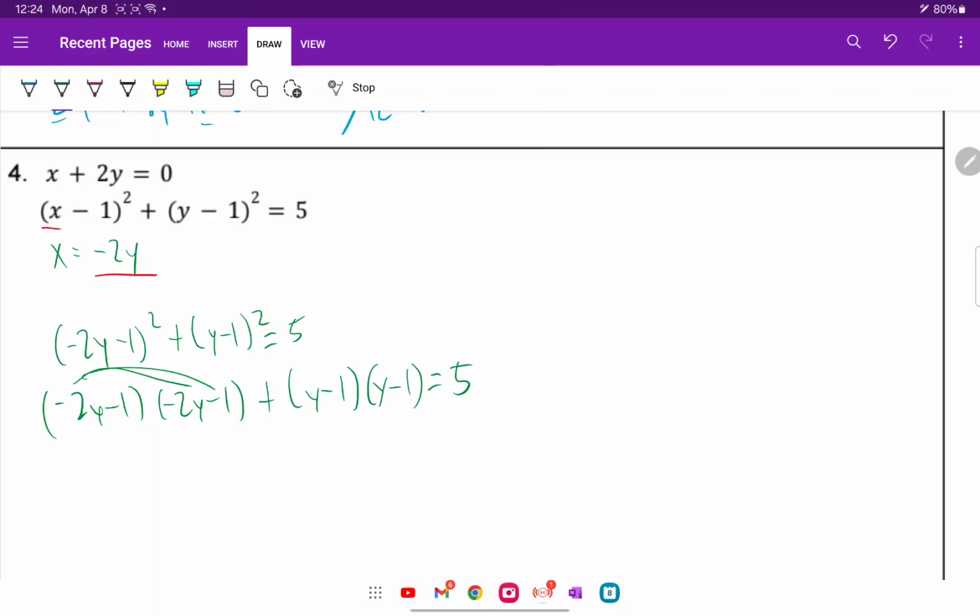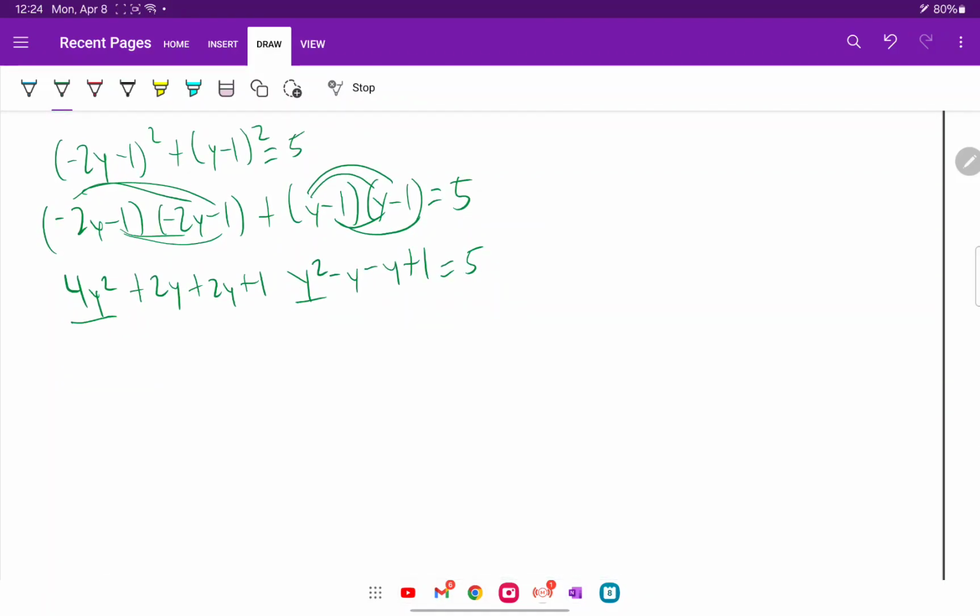All right, so negative 2y and negative y is 4y squared plus 2y. And then positive 2y plus 1. Then y squared minus y. Negative y plus 1 equal to 5. So we're going to combine our like terms. So 4y squared plus 1y squared is 5y squared. 2y plus 2y is 4y. Minus y minus y, so it would be 2y. And then 1 plus 1 is 2. And then we're going to subtract this 5 over, and once we do that, we'll be able to factor.